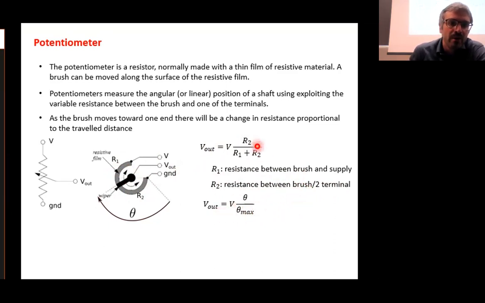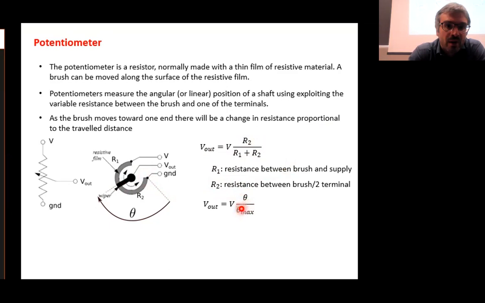And we see that, what happens if the brush is completely in this position? What happens, in your opinion? How much is the output voltage? No resistance. R1, no resistance R1 or R2? R1 is zero, so R2 over R2 simplifies, and we have Vout equal to V. What happens if the brush is in the other direction, at the other end terminal position? It is zero, because R2 is going to zero. So zero over anything non-zero is zero.